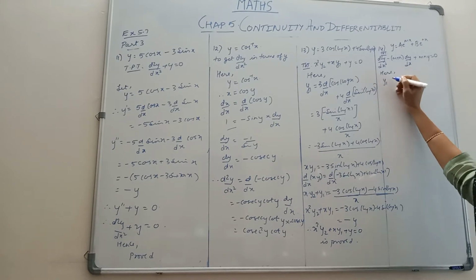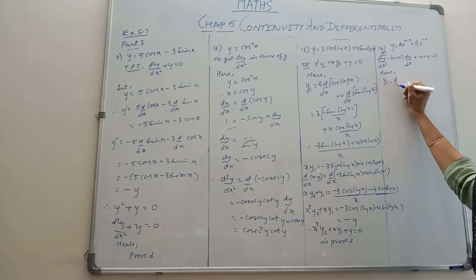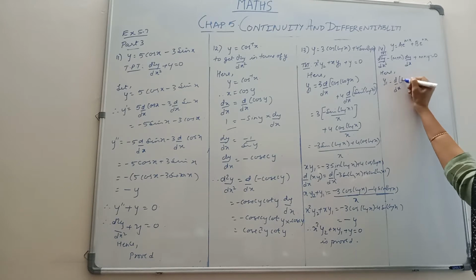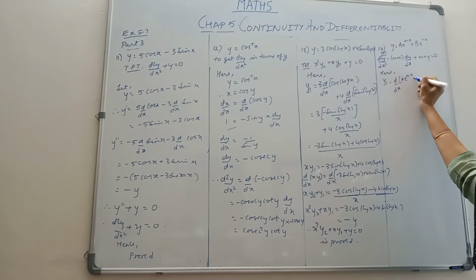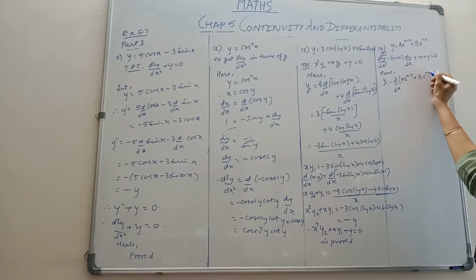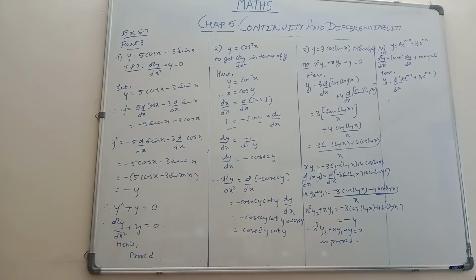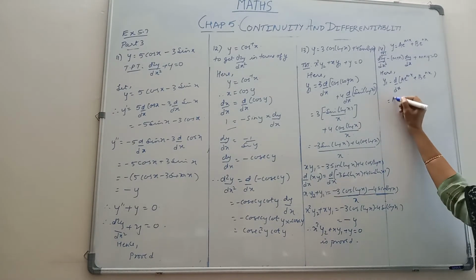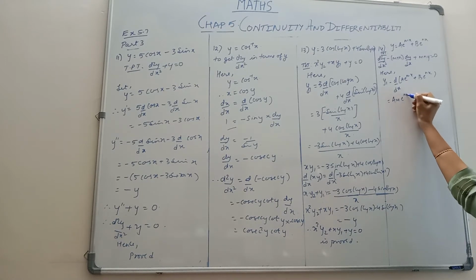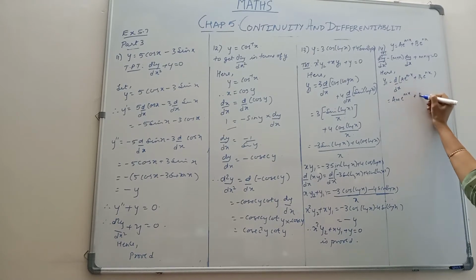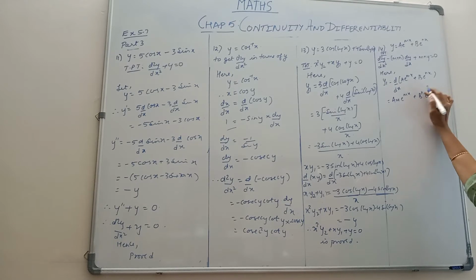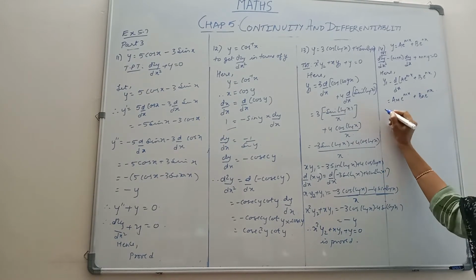So y1 means the derivative of both terms, that is the derivative of a e raised to mx plus b e raised to nx. First, the derivative of this a e raised to mx is m e raised to mx. We know it. So it is a m e raised to mx. The derivative of this is b n e raised to nx. Now y2.